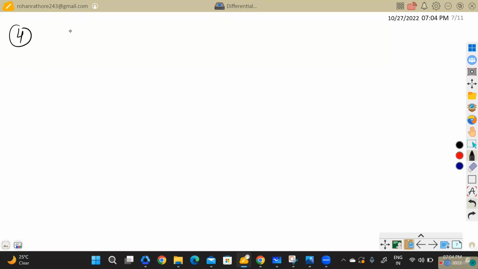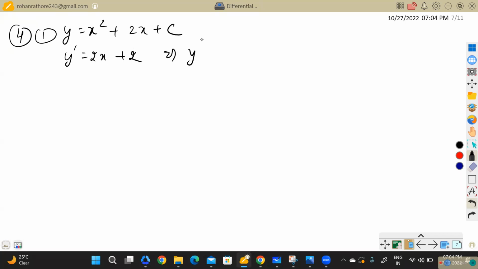So first we have y equals x square plus 2x plus c. We can just differentiate it once to get y dash equals 2x plus 2. And this is the equation that's given. The equation becomes y dash minus 2x minus 2 equal to 0. So this is the differential equation. So we have done this type once more. Question 3 was almost similar, right?